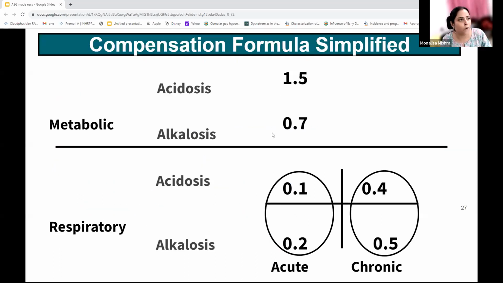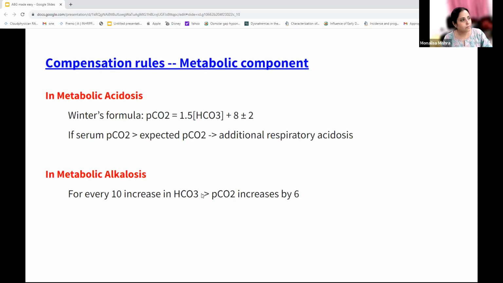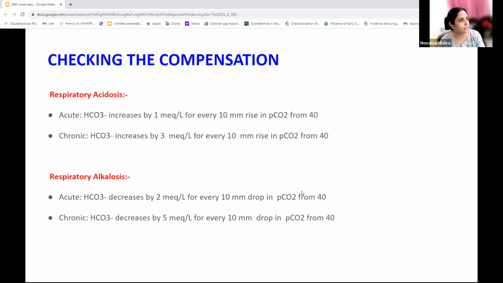So this is the compensation formula as we studied right now. You just have to see delta PCO2 is equal to 1.5 into delta bicarb. Similarly, for alkalosis, the delta PCO2 will be 0.7 into delta bicarb. This is a simplified formula. This also you will understand when we talk about an example next. Let's go to the example. This is the formula which we actually learned: PCO2 is equal to 1.5 into bicarb plus 8, plus or minus 2, for metabolic acidosis. For every 10 increase in bicarb, PCO2 increases by 6. Again, once you do an example, you will understand slowly.